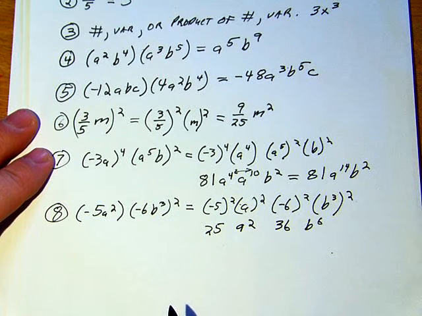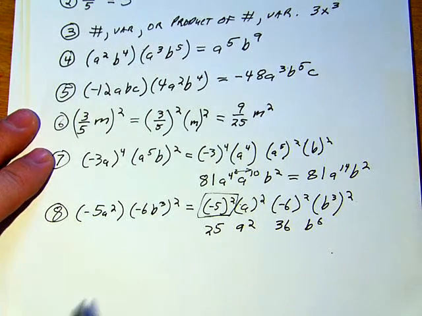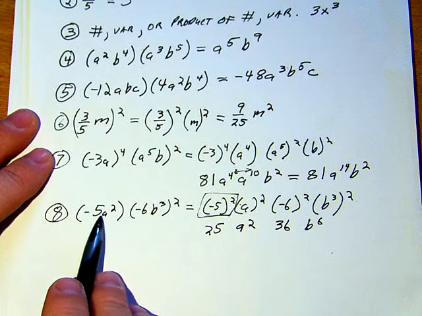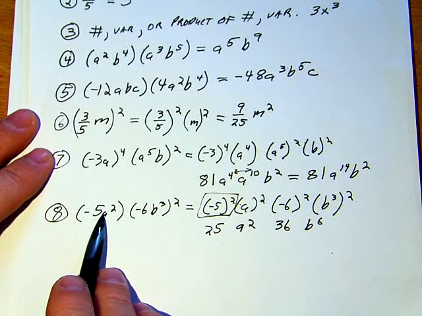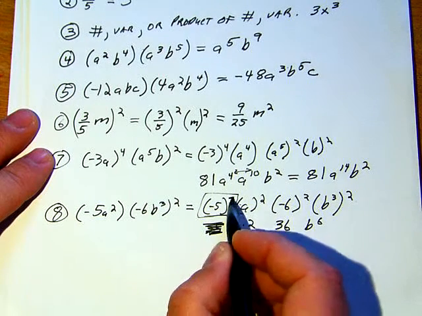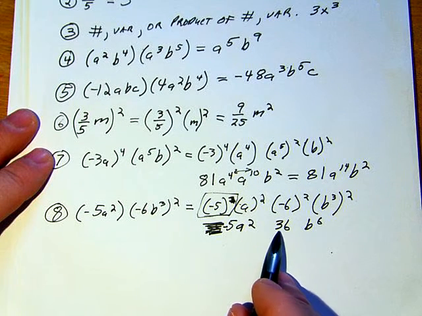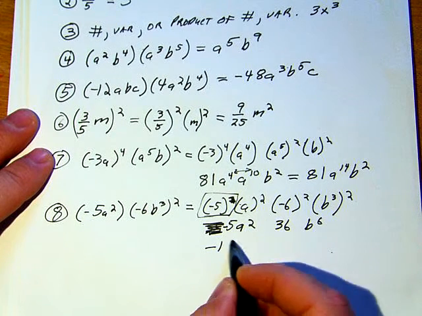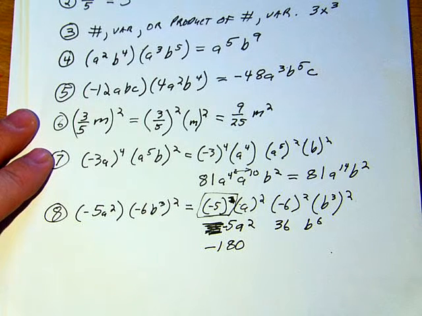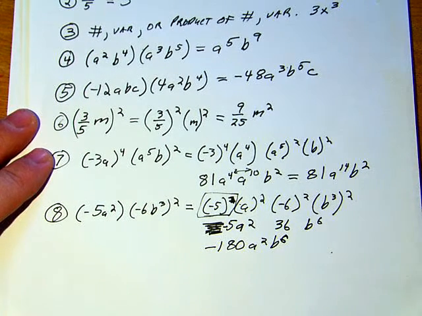Oh, I wrote the problem down wrong. Did you see my mistake? Right here. This is why you show your work. You can see your mistake. If we look over here, the negative 5a squared, the square is not on the outside of the parentheses, so I don't need to square negative 5. So this should look like that, and that should just be a negative 5. So now I've got a negative 5 times 36, which is a negative 180. Okay, a squared, b to the 6th. And that is the correct final answer.